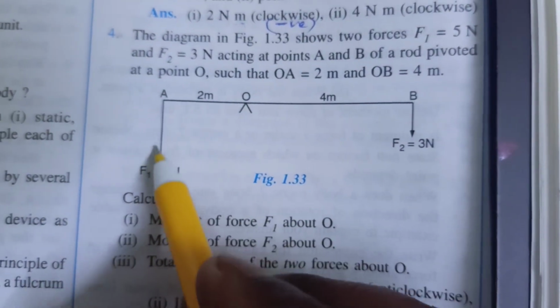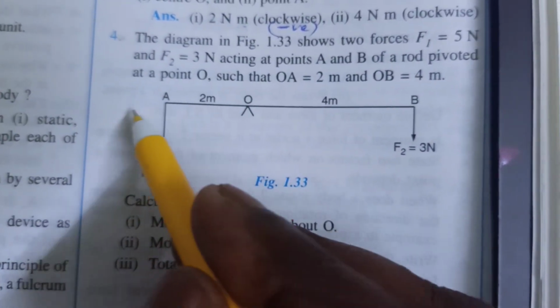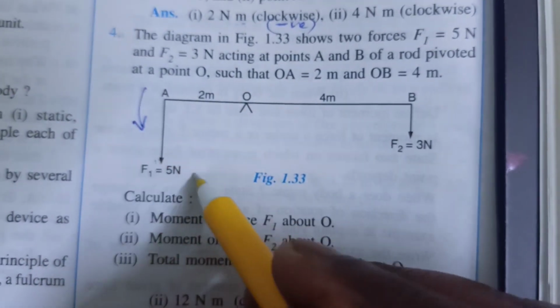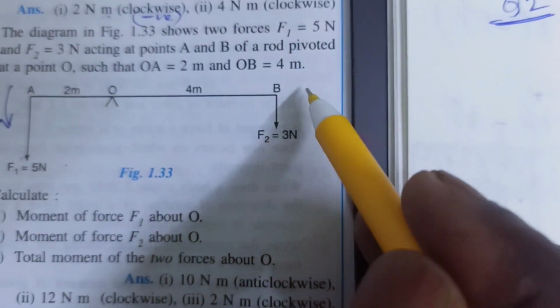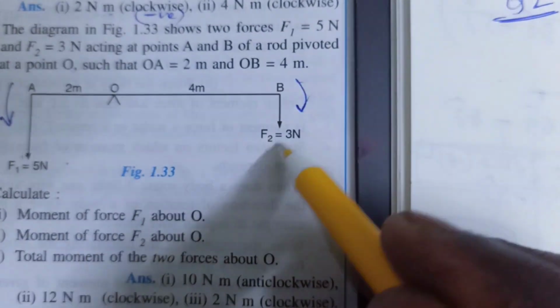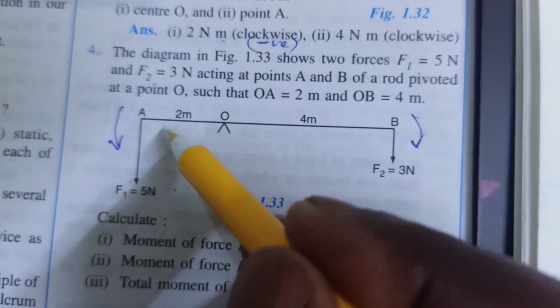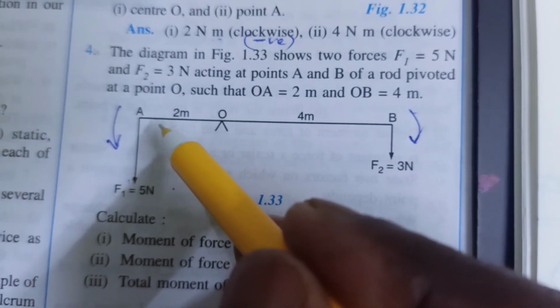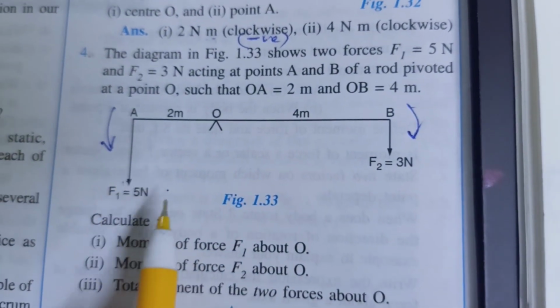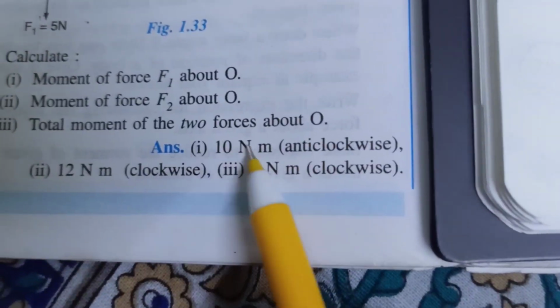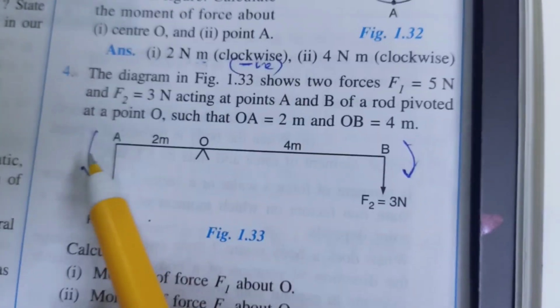And if this force acts along this direction, then it rotates along that particular direction. This is the arrow. So along this, when this force acts, it is clockwise, and this is anti-clockwise. So this moment is positive. So the moment of force about F1 is 5 into 2, 10. So 10 is the answer, 10 Newton meter, and this is anti-clockwise.